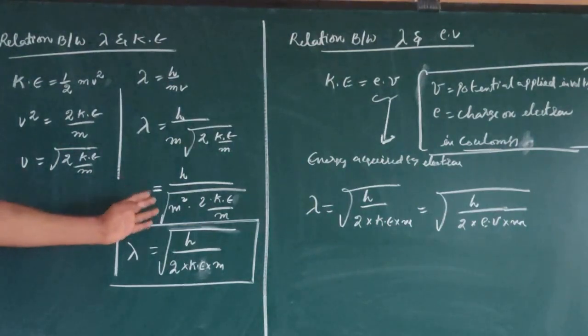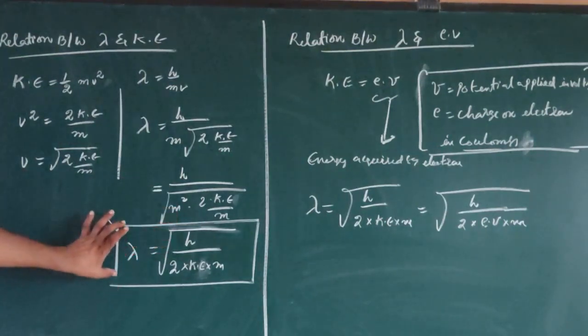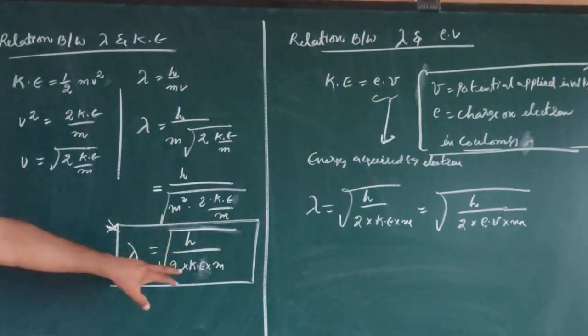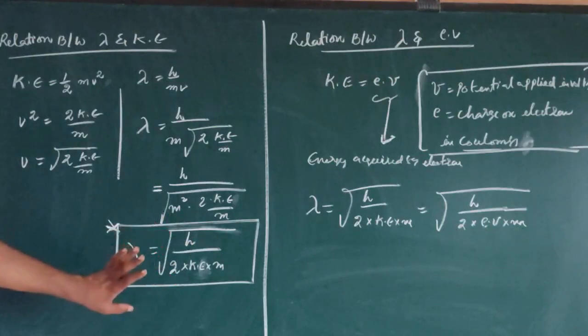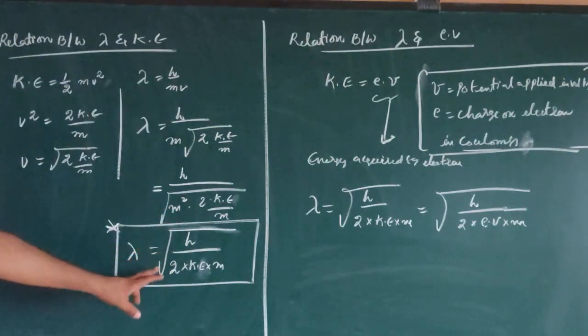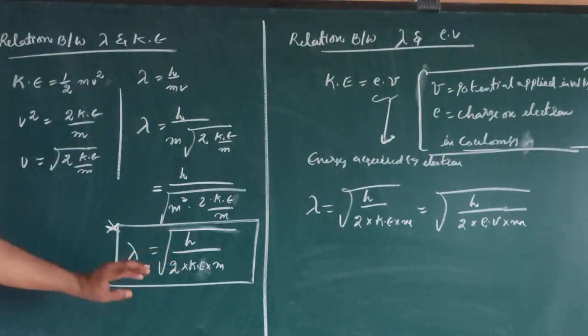After cancellation of m, we can get lambda is equal to h by root over 2 into kinetic energy into m. Once again, lambda is equal to h by root over 2 into kinetic energy into m.